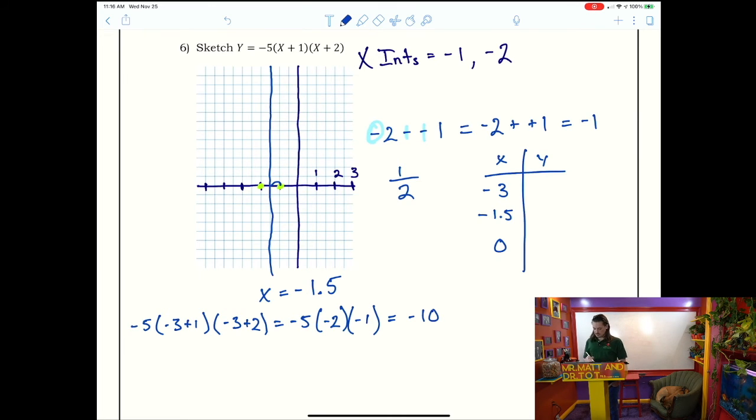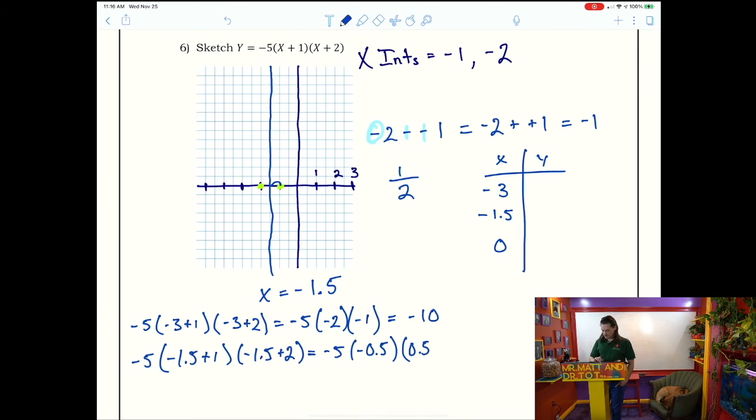When x is equal to -1.5, we're going to have -5 times -1.5 plus 1 times -1.5 plus 2. That's going to be -5 times -0.5 times +0.5. So in our calculator, -5 times -0.5 times 0.5 is going to be +1.25.